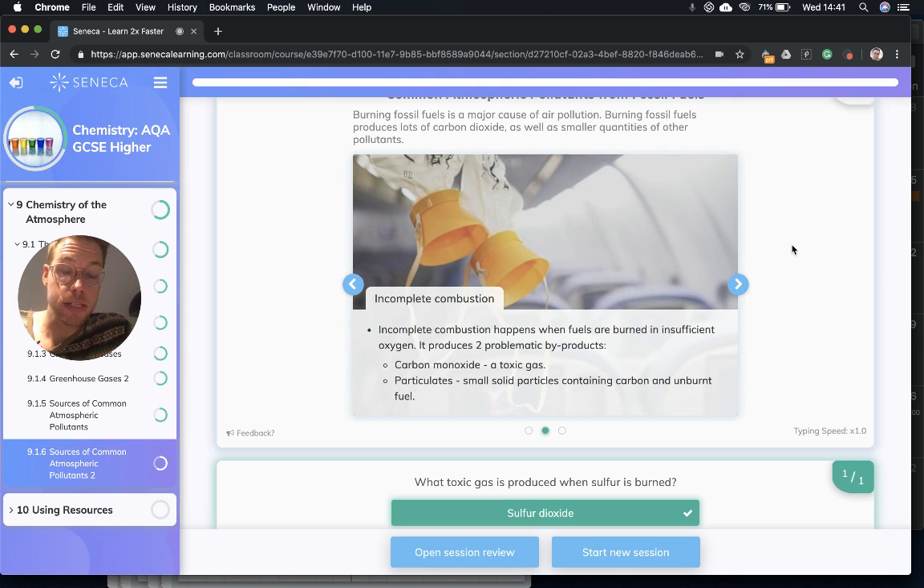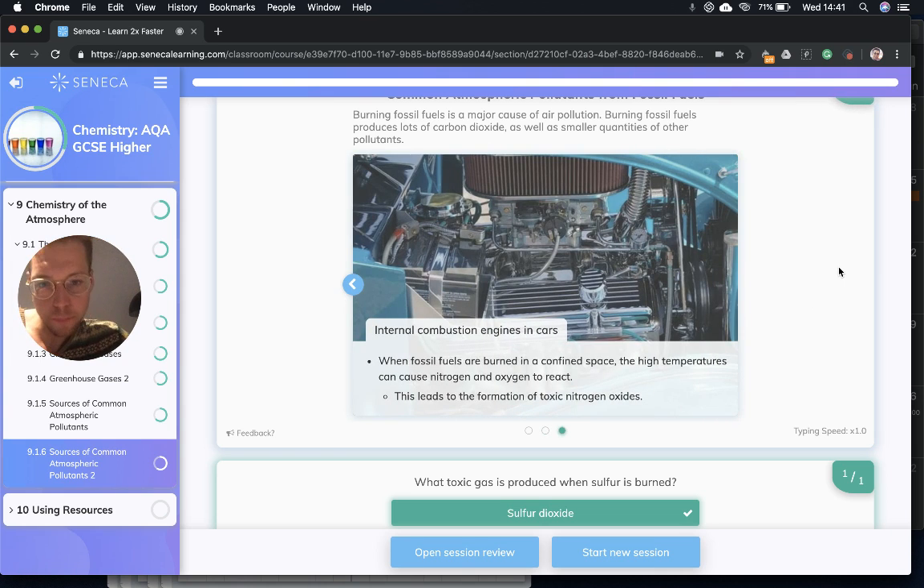Next, we're going to talk about incomplete combustion. When fuels are burnt in insufficient oxygen, it produces two problematic byproducts. First things first, we've got carbon monoxide, which is toxic. We've also got particulates, and these are small solid particles containing carbon and unburnt fuel.